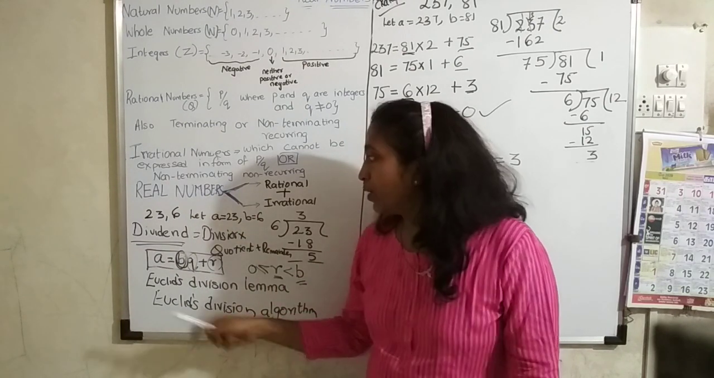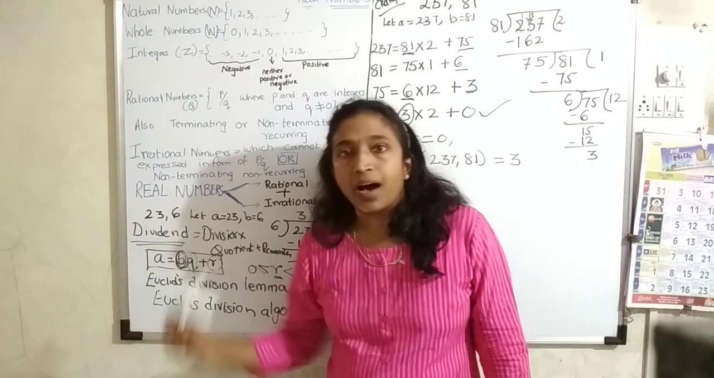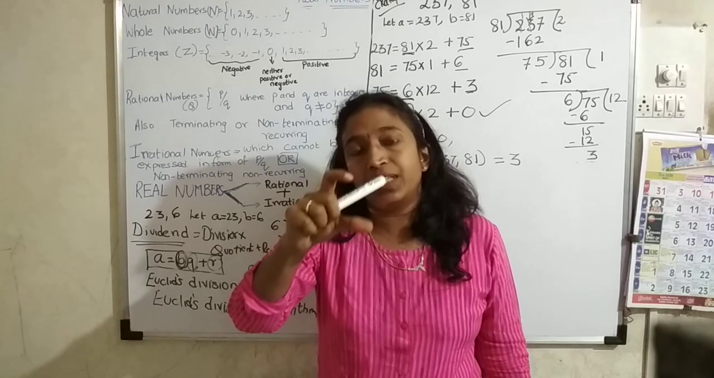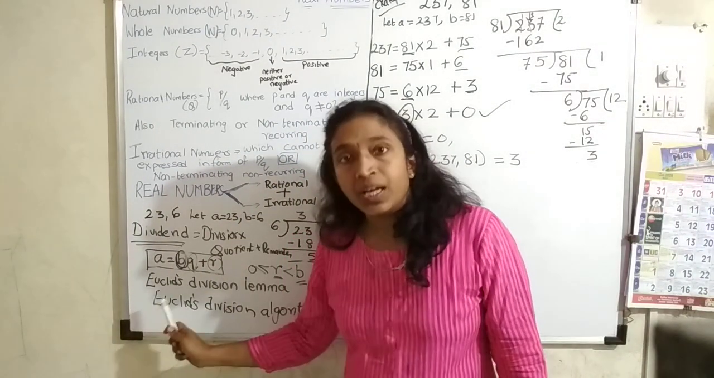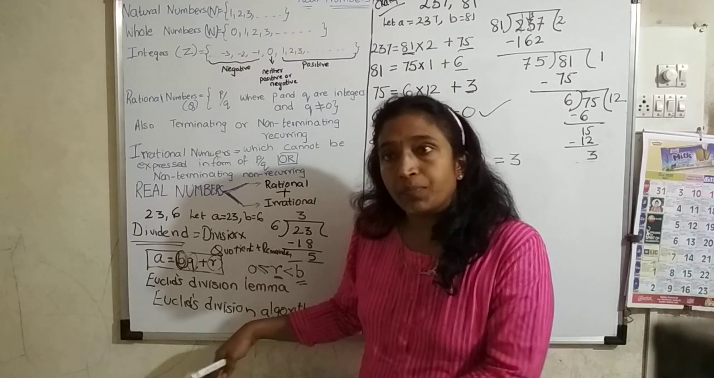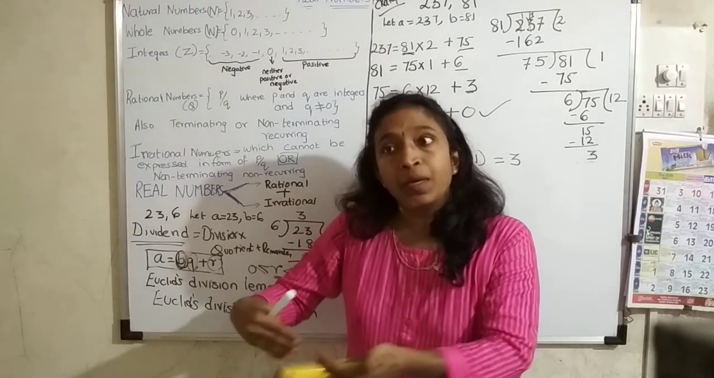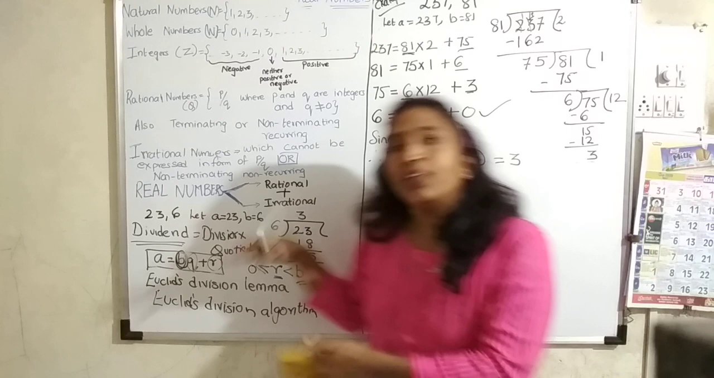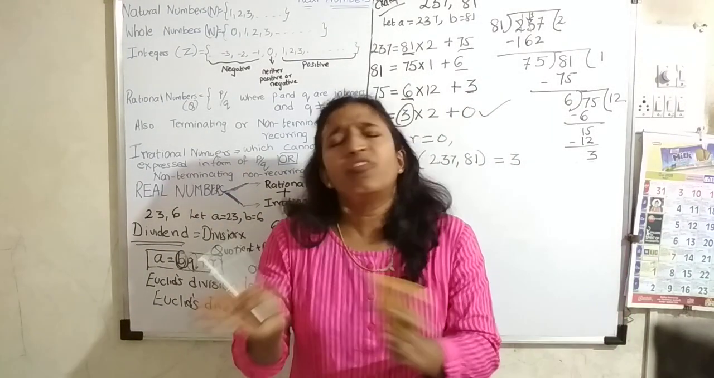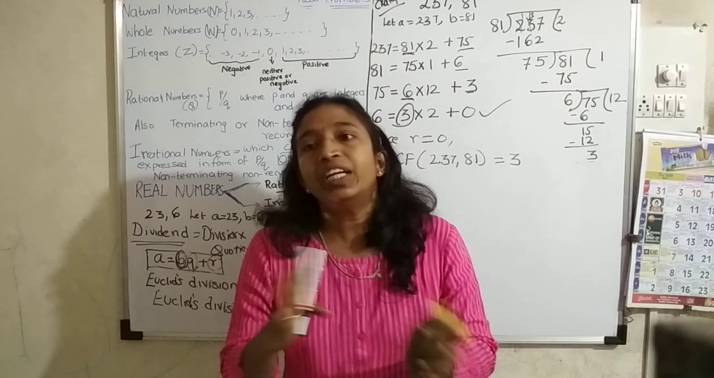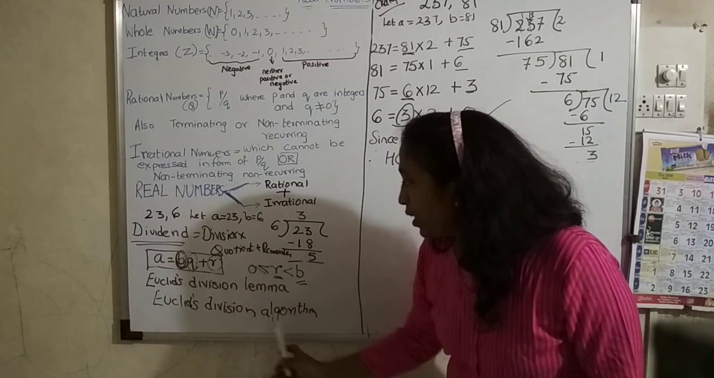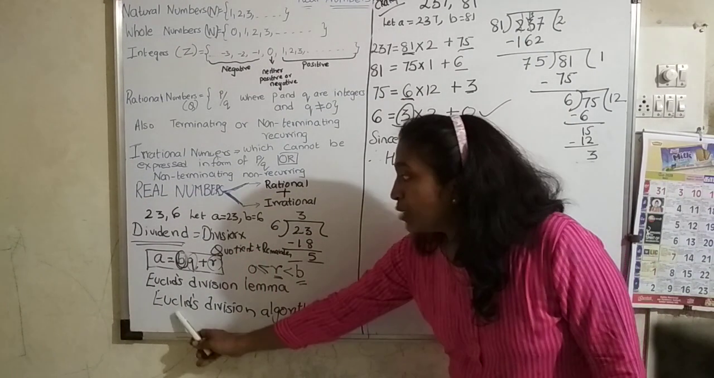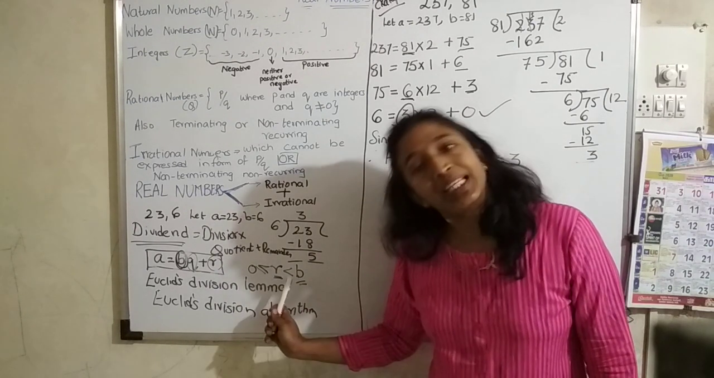The new thing that you have learned is a equals bq plus r. This is the lemma. A is the dividend, b is the divisor, q is the quotient. So using this lemma we are doing the algorithm. The algorithm is a well-defined step. So we are using the lemma and we are solving. Actually lemma and algorithm are very closely interlinked. Sometimes we find it very difficult. They are using one another, right? So Euclid's division algorithm is basically to find HCF and we are using the lemma.